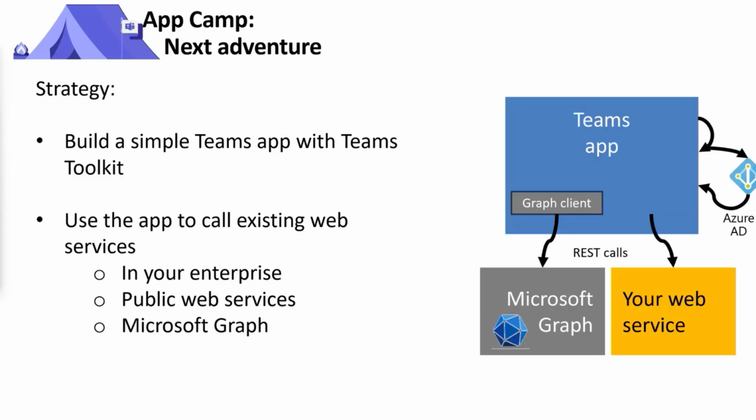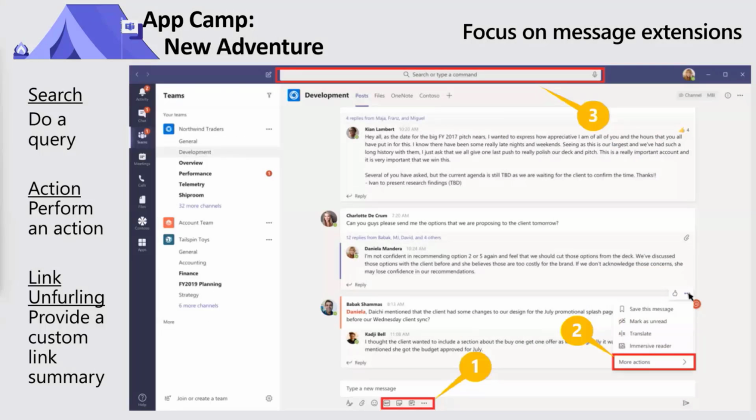So the strategy is to build a really simple Teams app with Teams Toolkit, which makes the development process much simpler, and then use that to wrap around or cover over your web service and deliver that value into Teams. You'll actually get to do a simulated enterprise web service, a public web service, and a Microsoft Graph. Now the strategy is to focus on message extensions, which is just one of the many ways that Teams apps can work.